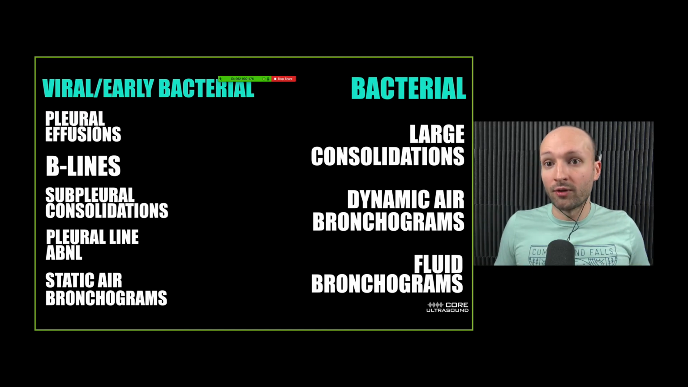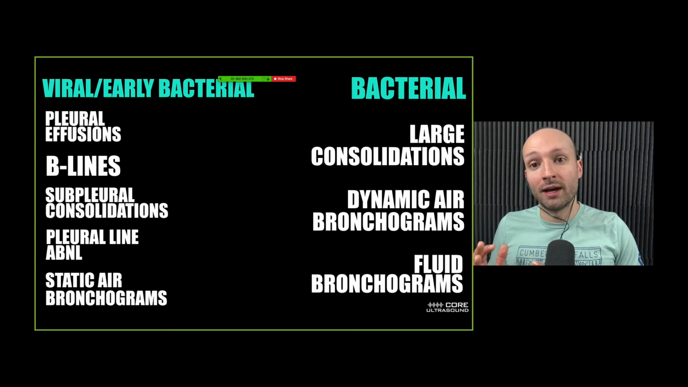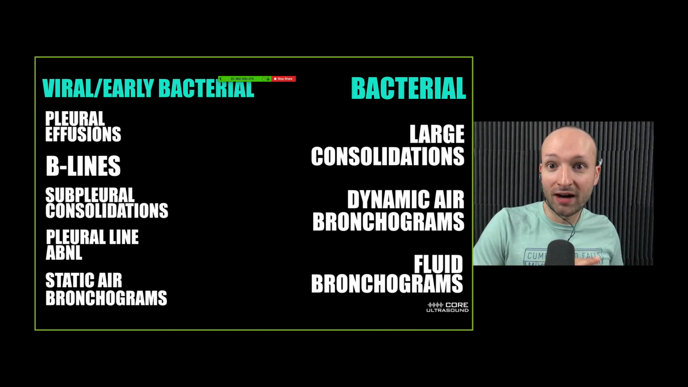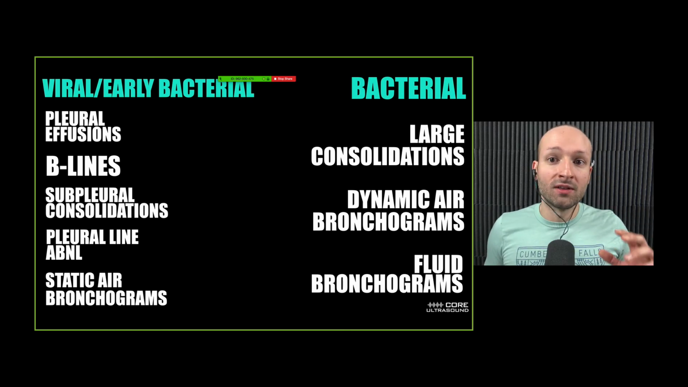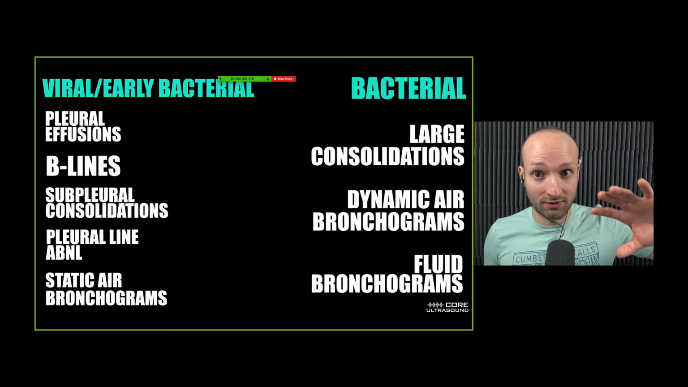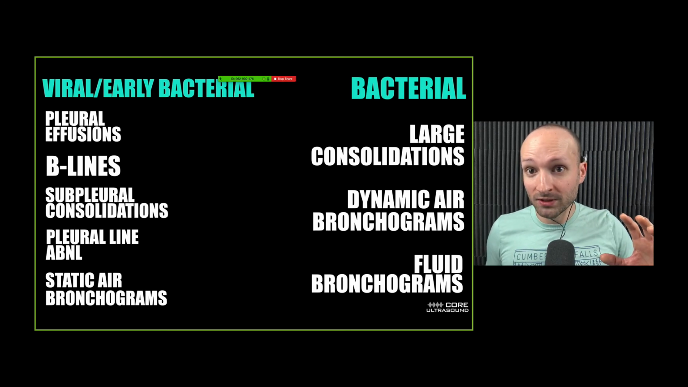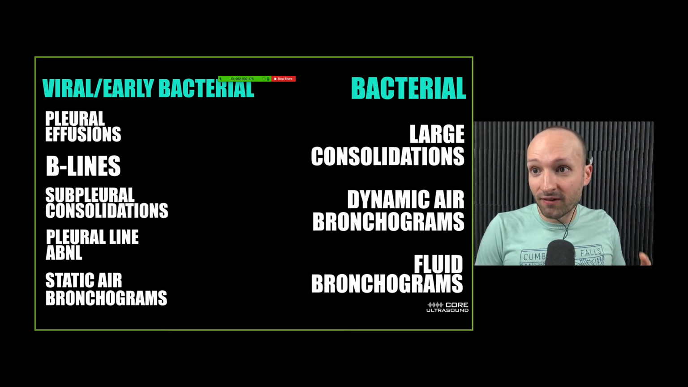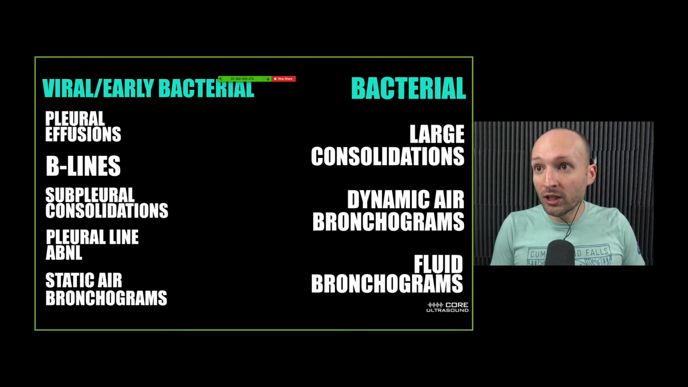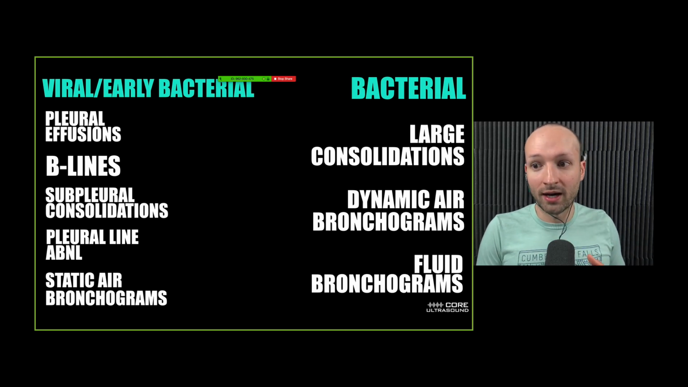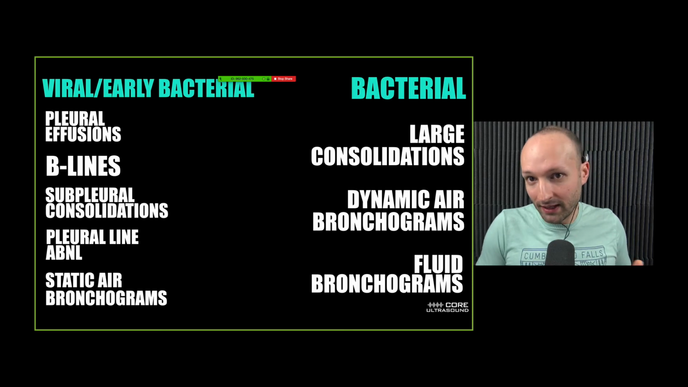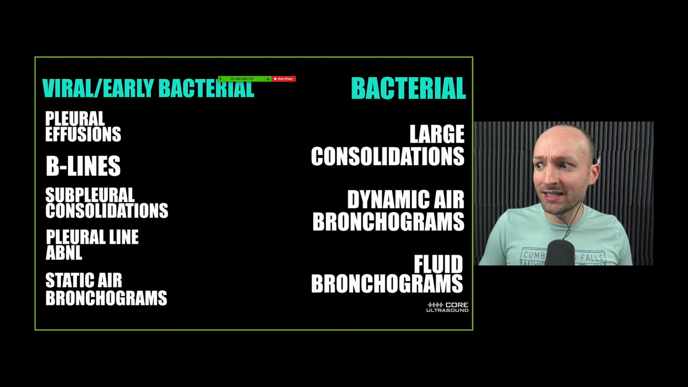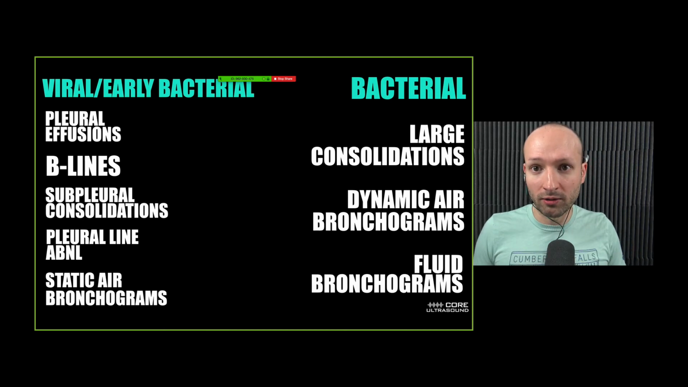Now, when you do your ultrasound, there are some things that lead me more towards a bacterial process versus a viral process. I will say that early bacterial pneumonia, or to be honest, even the area surrounding a bacterial pneumonia, is very similar to the findings of a viral pneumonia. So with early bacterial is where I'll see pleural effusions, B-lines, subpleural consolidations, pleural line abnormalities, and static air bronchograms. And pleural effusions are pretty rare in viral pneumonias, but they can be present in some of them.